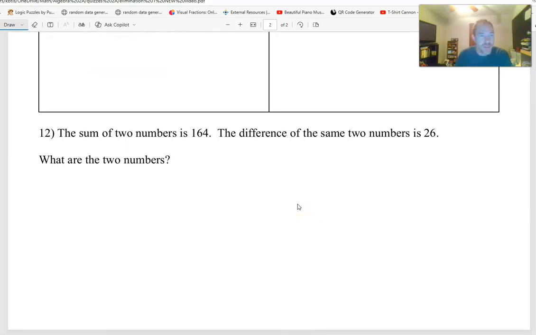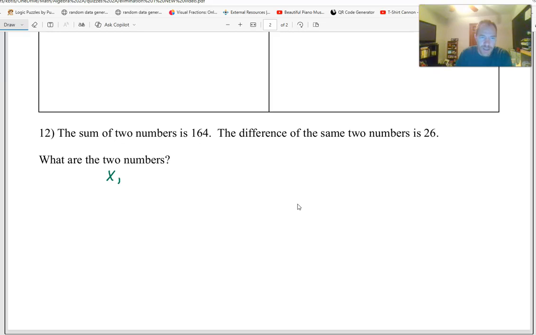All right, and then to finish this up, number 12, a little bit of a story problem, not so much a story, but we got words. It says the sum of two numbers is 164. The difference of the same two numbers is 26. What are the two numbers? Now, I didn't give you a hint here, but you might just call the numbers x and y to start. You know, it's not pencils and calculators where you might use p and c, or it's not hours and cost or whatever. It's just two numbers.